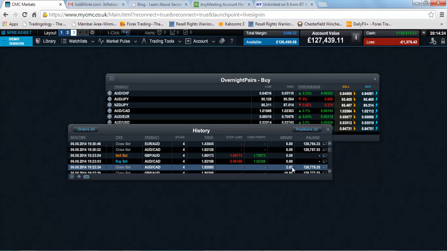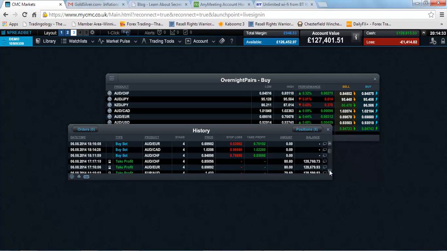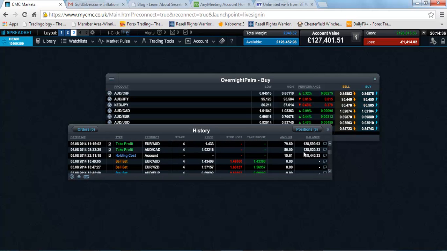The same way goes with the overnight interest, the holding cost. If you've made any holding cost, you just put in holding cost, and then you put the date. Obviously it's overnight, so you put, let's say, today's date and then tomorrow's date if they've paid you today's overnight. So today being the 6th of August 2014, and then tomorrow will be the 7th of August 2014, and then the amount that they have paid you for overnight, then you put the amount there also. So it's as simple as that.